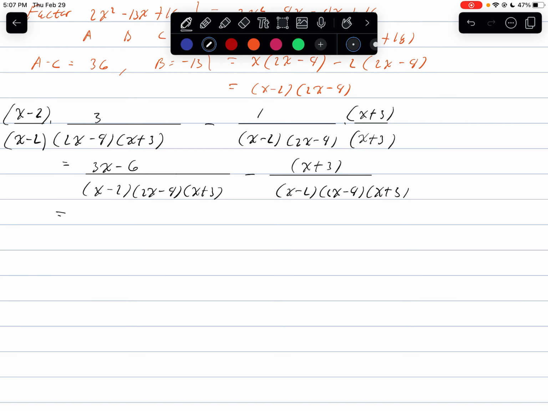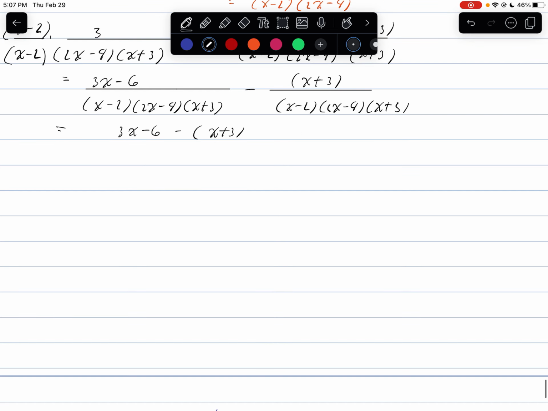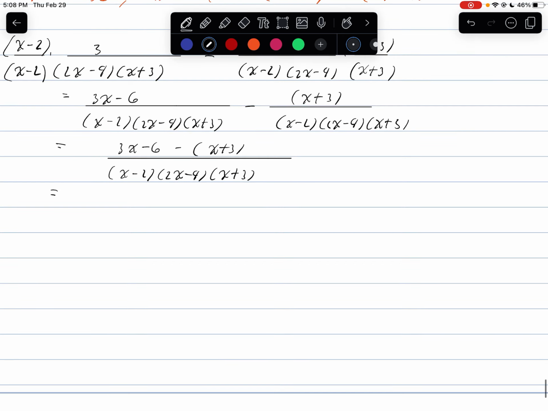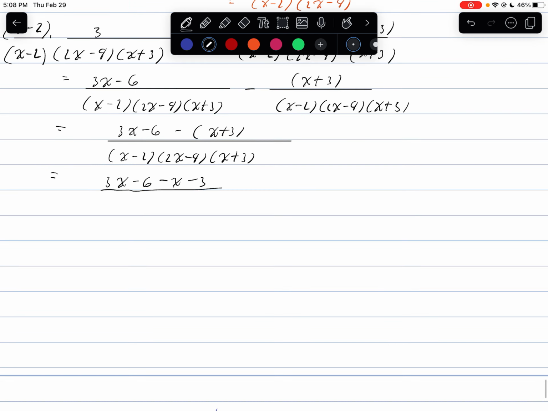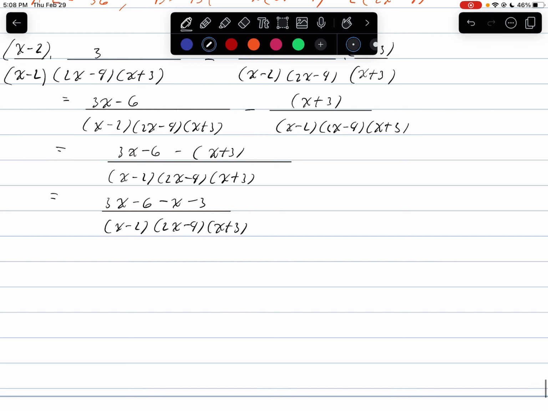Okay, and then we can just go ahead and combine these and create one rational expression. So we'll have 3x minus 6 minus x plus 3, and this is going to be all over x minus 2 times 2x minus 9 times x plus 3. Okay, so if we distribute that negative, we get 3x minus 6 minus x minus 3 all over x minus 2 times 2x minus 9 times x plus 3.